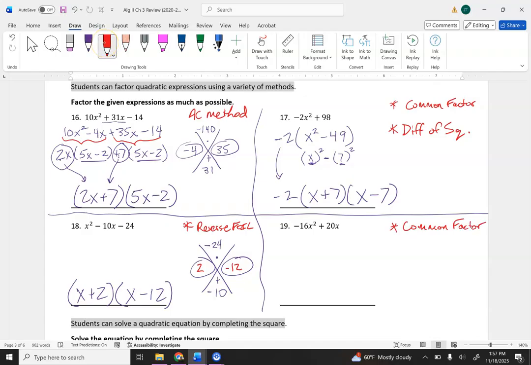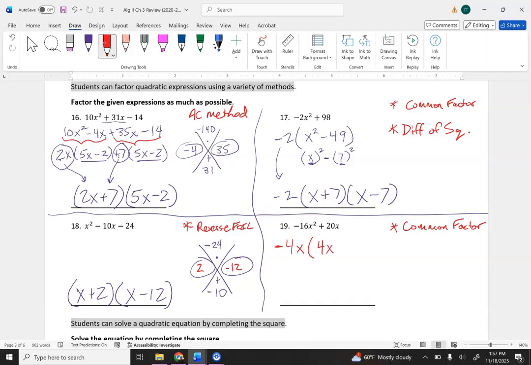So what's the largest number that 16 and 20 have in common? That's going to be a 4. Because the leading term here is a negative, we're going to go ahead and take a negative out as well. And because both of them have an x, we're going to go ahead and take an x out as well. So what's left over after we divide out a negative 4x? Negative 16 divided by negative 4 would leave us with a positive 4. If we take 1x out of x squared, that leaves us with an x.